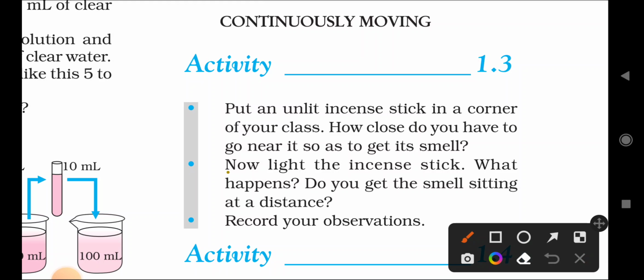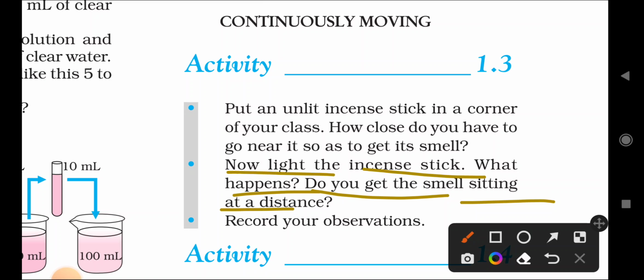Now light the incense stick. What happens after placing it at the corner and lighting it? It will burn, and it will smell. Do you get the smell sitting at a distance? We are burning the incense stick at one corner and we are sitting at another corner. Still we are getting the smell of it.